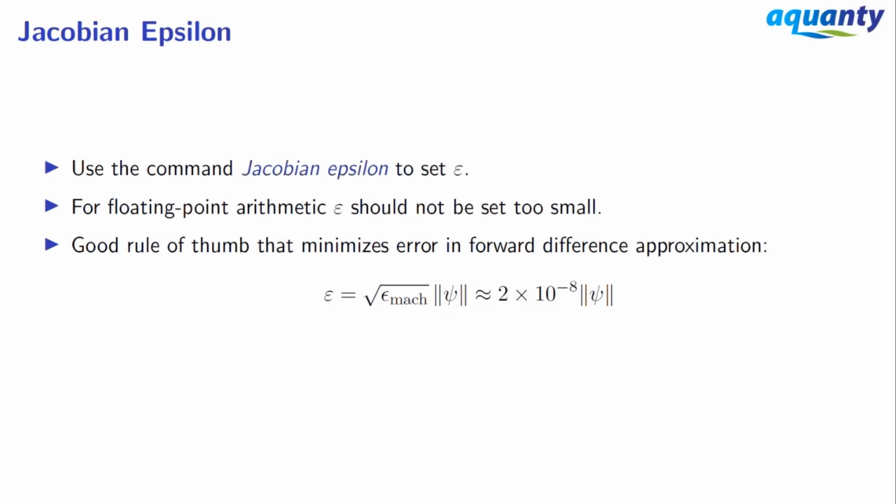So in order to compute those derivatives, you need to define what the epsilon value is for that finite difference approximation, and that's done by the command Jacobian epsilon. And to ensure good stability in your simulation, you should make sure that you don't set epsilon too small. So a good rule of thumb that will minimize the error in the forward difference approximation is to choose epsilon as follows. And so I would typically recommend choosing a value of around 1 times 10 to the negative 6. That should be adequate for most models.